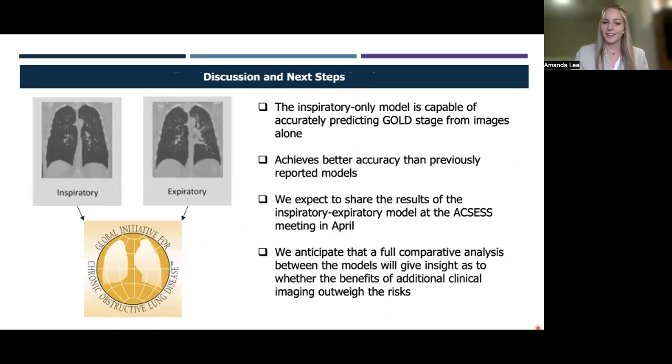We are excited to share the results of our inspiratory-expiratory model at the ACSESS meeting in April. Hopefully we'll have that done by then. Basically, we're just messing around with some hyperparameter tuning, and we do anticipate that we will be able to complete a full comparative analysis between the 2 models and give insight as to whether the benefits of the additional clinical testing do outweigh the risks.